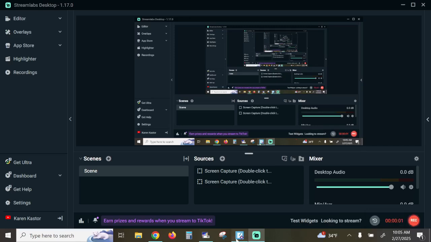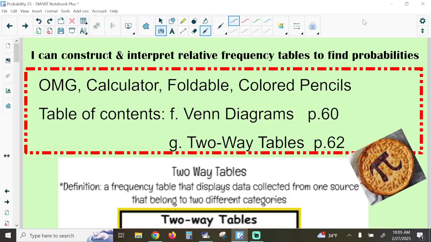Pen. All right. Okay, so you add it to your table of contents.